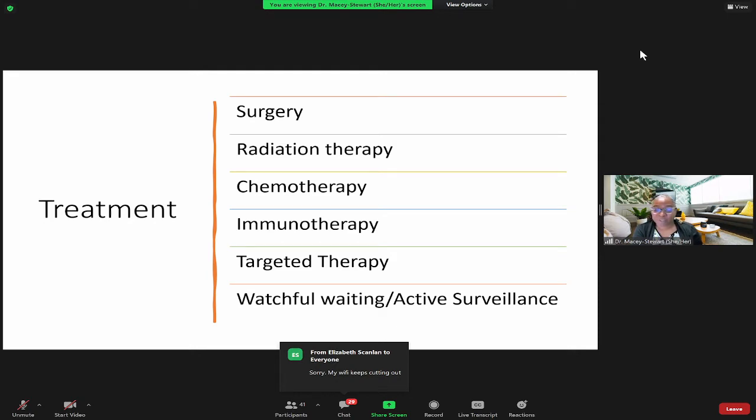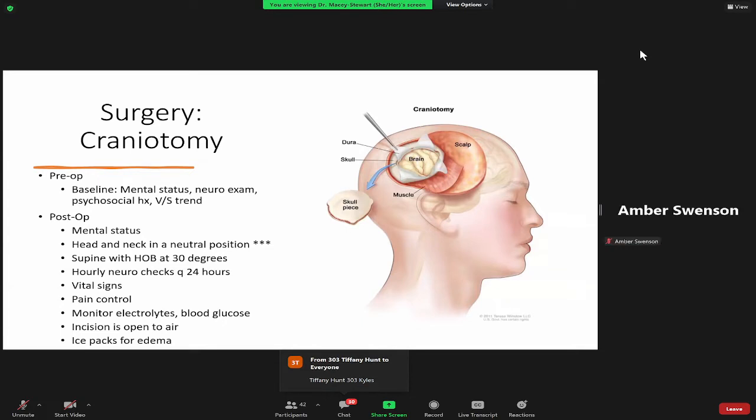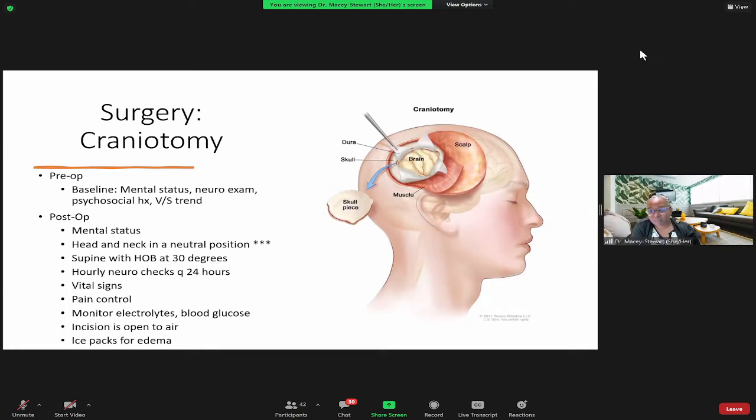Sometimes they will do just a watchful waiting, especially if the glio might be a slow growing one, as opposed to an aggressive one or growing really fast, okay? So what you need to be concerned with, for me, is the craniotomy and what your role is with the craniotomy. That's when they go in, they cut a part of the skull out, and they have access to the brain so that they can remove the tumor, okay, if it is operable.